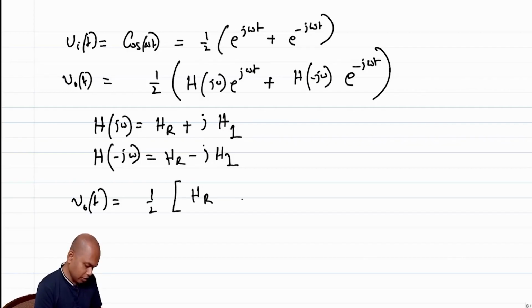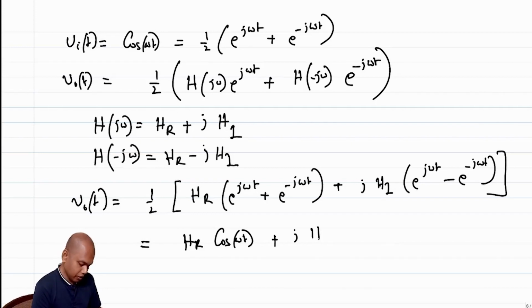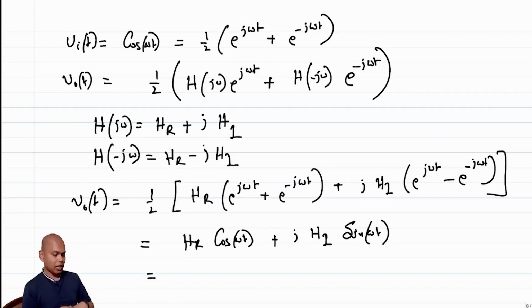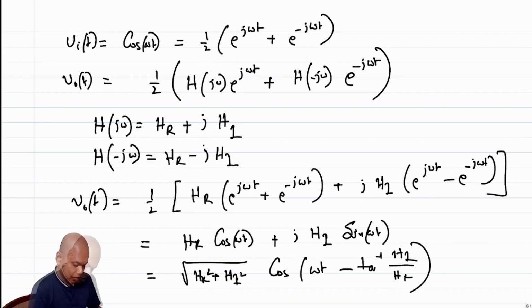So I will get Hr times (e to the power j omega t plus e to the power minus j omega t) plus j Hi times (e to the power j omega t minus e to the power minus j omega t), which essentially means that I get Hr cosine omega t plus j Hi sine omega t, which boils down to the magnitude, square root of Hr squared plus Hi squared, times cosine omega t minus tan inverse Hi by Hr. Now what is this? This is nothing but the magnitude of H of j omega, and this is nothing but the phase of H of j omega.